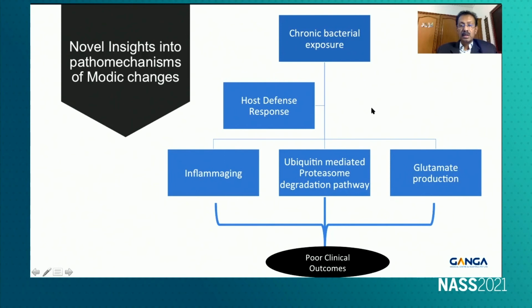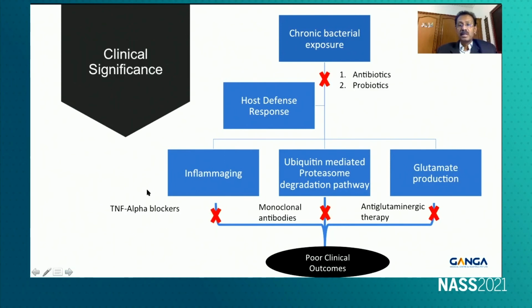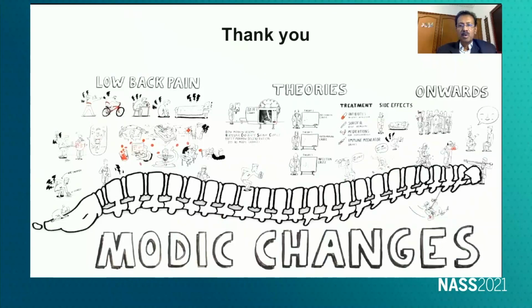Once we know that these are the pathways, we also know that these can be countered at different areas. Antibiotics and probiotics will help at this stage and prevent an infection. TNF-alpha blockers can reduce inflammation. Monoclonal antibodies can counter ubiquitin-mediated proteasome degradation, and glutamate production can be countered with anti-glutaminergic therapy. We hopefully think that a thought process and more experimentation along this line will lead to more understanding of this.